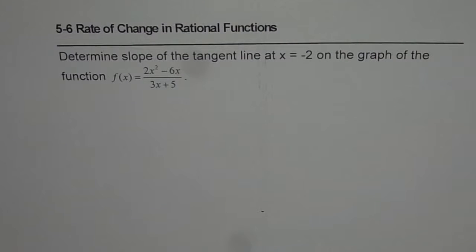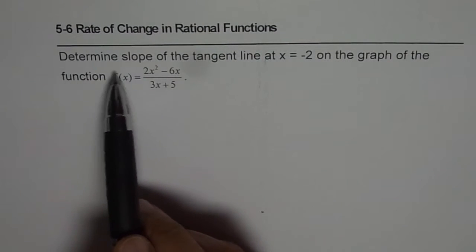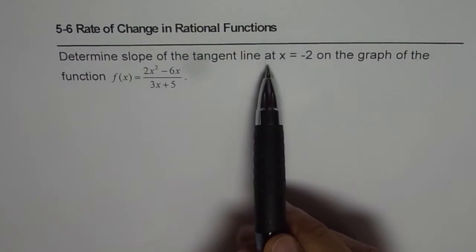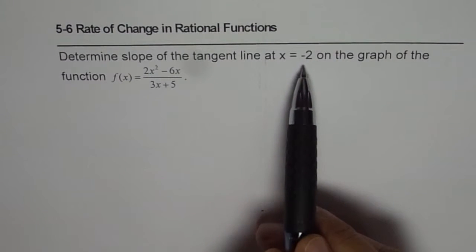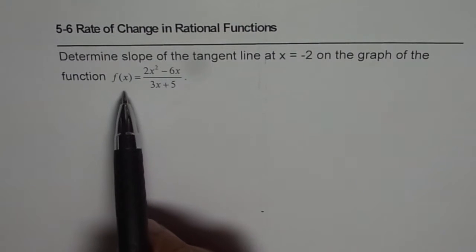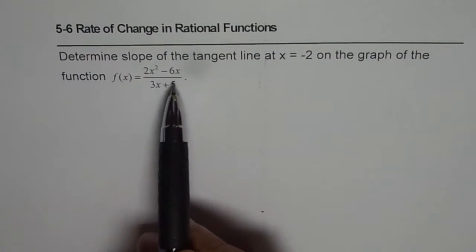I'm Anil Kumar, and here is a question on slopes of tangent line at a point on a rational function. The question here is: determine the slope of the tangent line at x equals minus 2 on the graph of the function f of x equals 2x squared minus 6x over 3x plus 5.